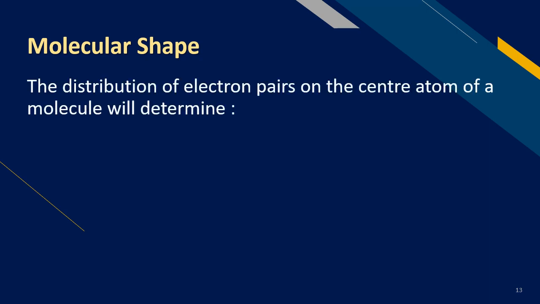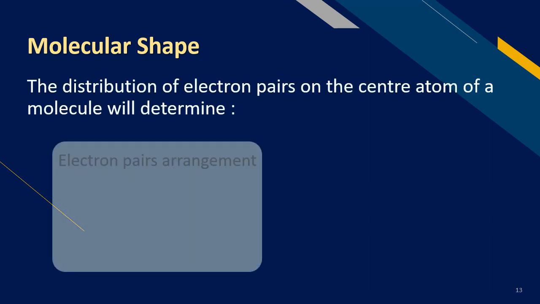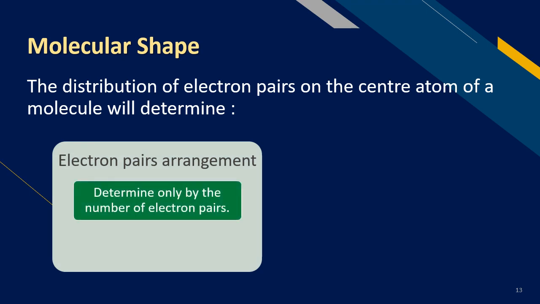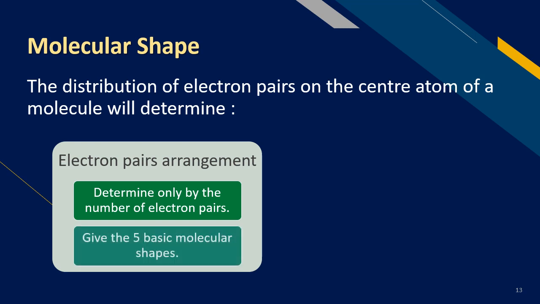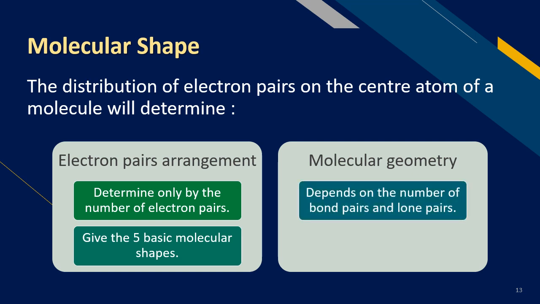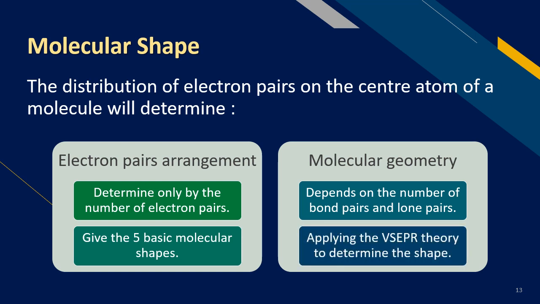The distribution of electron pairs on the central atom of a molecule will determine the electron pair arrangement. This electron pair arrangement is determined only by the number of electron pairs, and it will give the 5 basic molecular shapes. Besides that, the distribution of electron pairs will determine the molecular geometry. It will depend on the number of bond pairs and the lone pairs. Applying the VSEPR theory, it will determine the molecular shape.